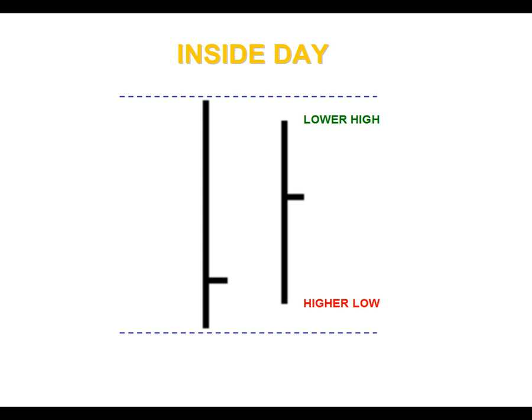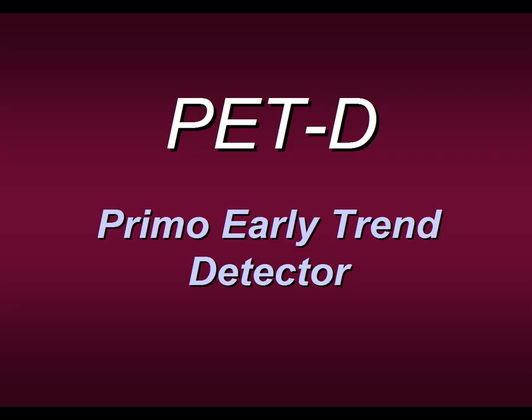So this is the beauty of this. The only problem is that most traders have trouble discerning what the trend is. There are 1,000,001 ways to find out what the trend is, and so this pattern really won't work if you're not in sync with the trend. At Specialist Trading, we have a proprietary tool that powerfully helps us get in sync with the short-term trend. That's our PET-D tool, or the Primo Early Trend Detector.